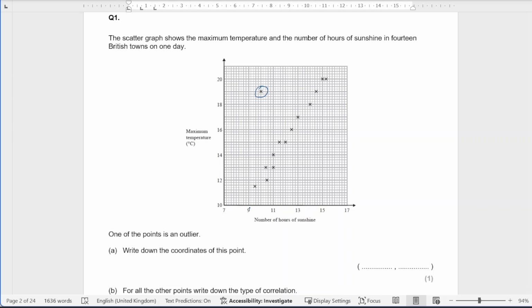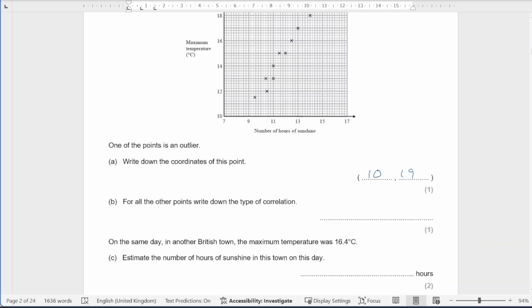So the coordinate of that is halfway between 9 and 11. And this is a real common mistake on the summer paper. Lots of people wrote 9.5. 9.5 is not the correct answer. Halfway between 9 and 11 is 10, and halfway between 18 and 20 is 19. So it's 10, 19. For the second part, for all the other points, what type of correlation? We've got positive correlation.